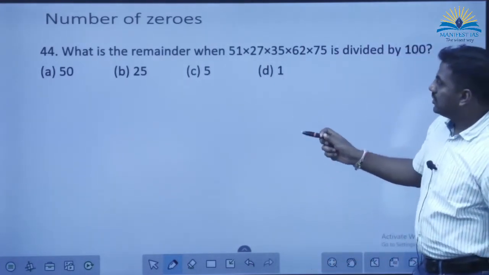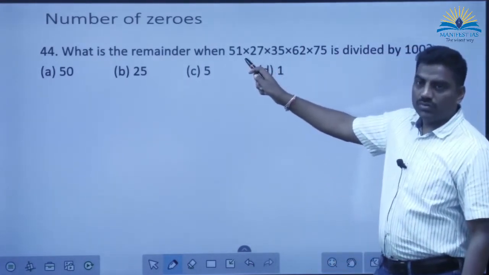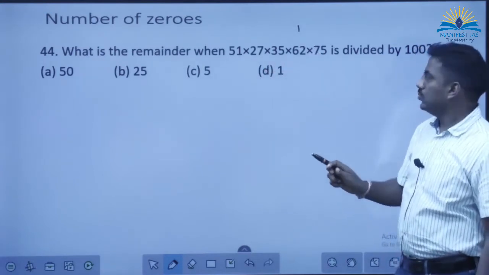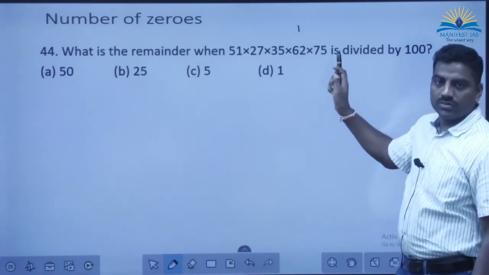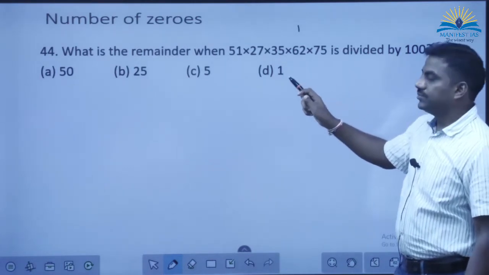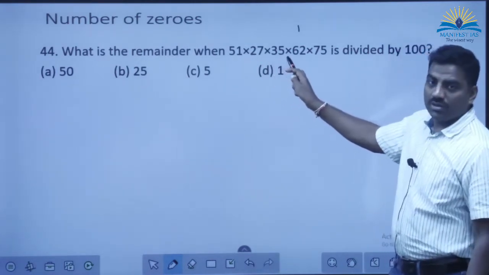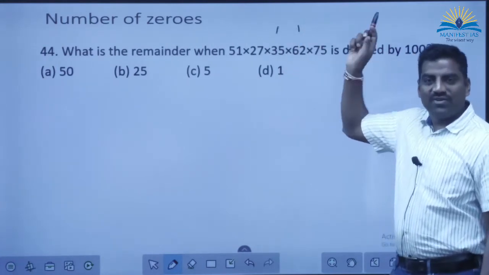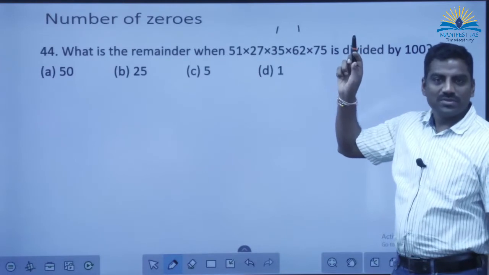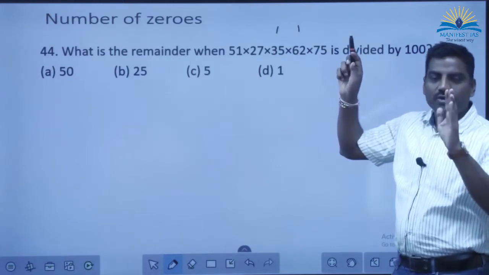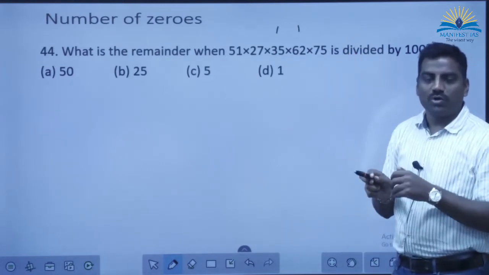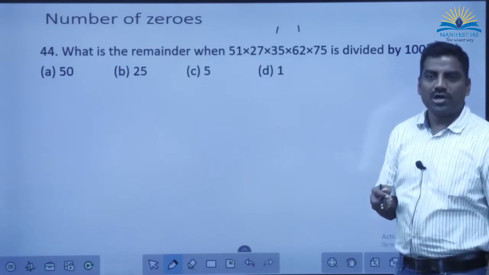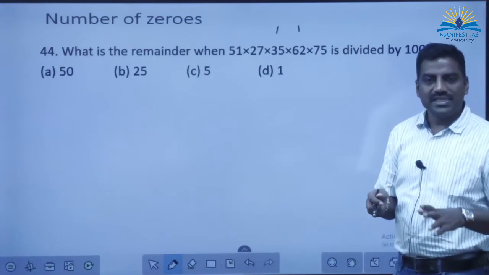Think of number of twos. Is there any number 2 here? 1, 2. Here? No. Then think of fives. 1, 5. Enough? No. Only 1, 2 is there. Even if you find 10 fives, there is no use. 1, 2 is there, so you have to see whether one more 5 is there or not. So 1, 2 and 1, 5. Product will be what? Single zero.